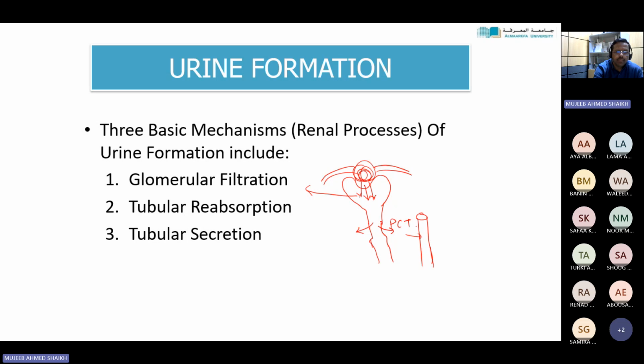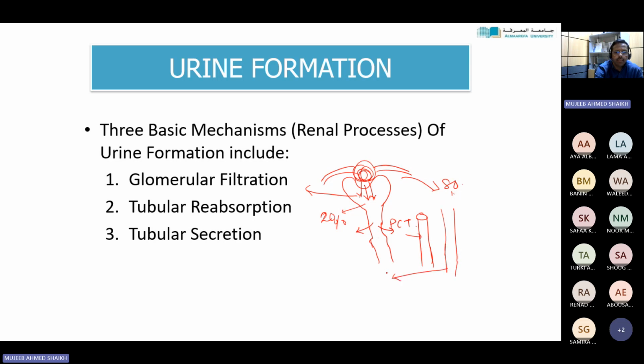But some materials, some chemicals, are not filtered, because the filtration fraction is only a small proportion. The portion of the blood which is filtered is only 20%. 80% goes directly to the peritubular capillaries. So it is not freely filtered. Only 20% will come here, but 80% will have the same amount of the waste products. Suppose there are waste products. How can they be removed from the body? That process is known as tubular secretion.